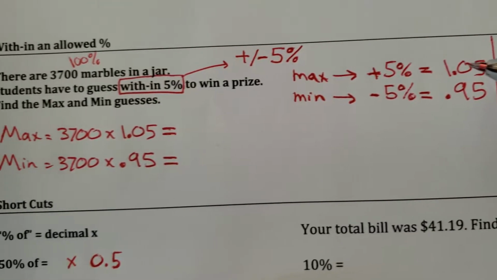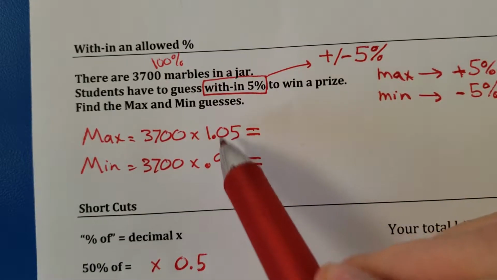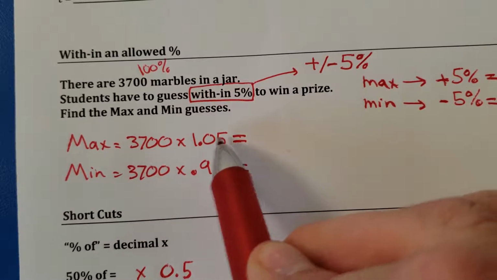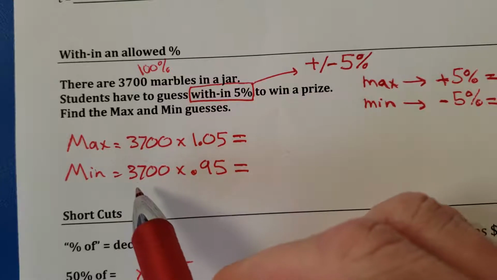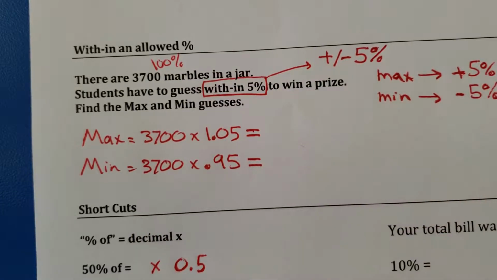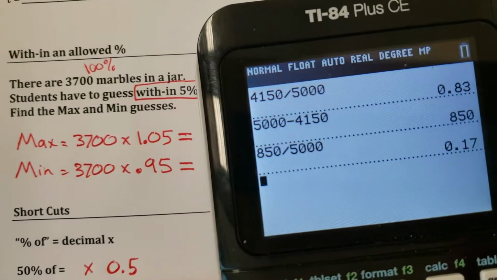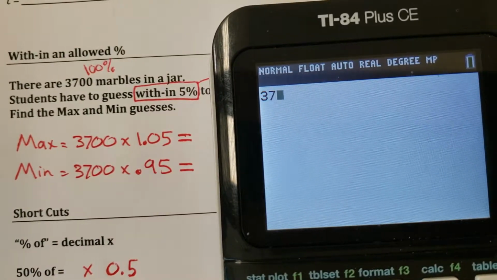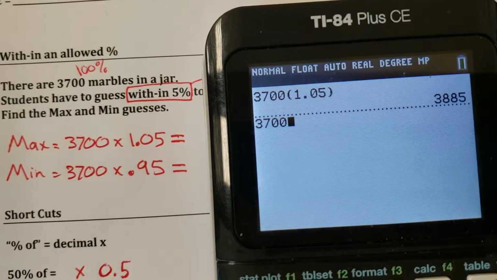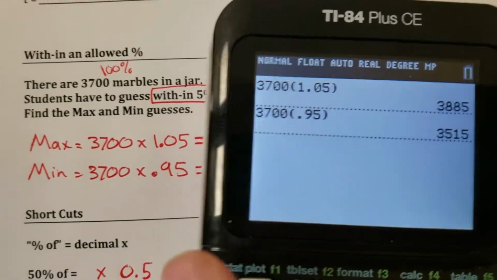So based off some shortcut ideas, if I know the percentage of what I'm trying to find, I can just use the decimal of it. So here I'm going to take 3,700 times 1.05 for the 5% over, and then 3,700 times 0.95 for the 5% under. So mathematically, it's very easy to calculate quickly. Here we go. 3,700 times 1.05, and then 3,700 times 0.95.